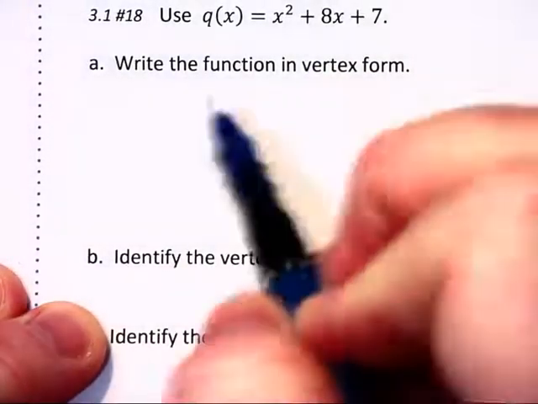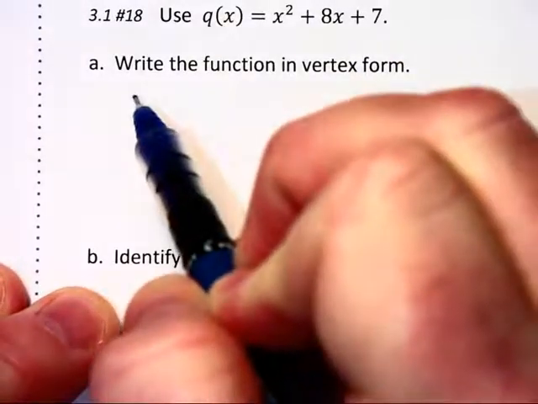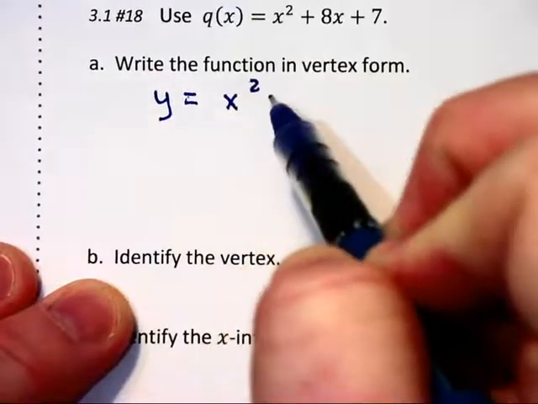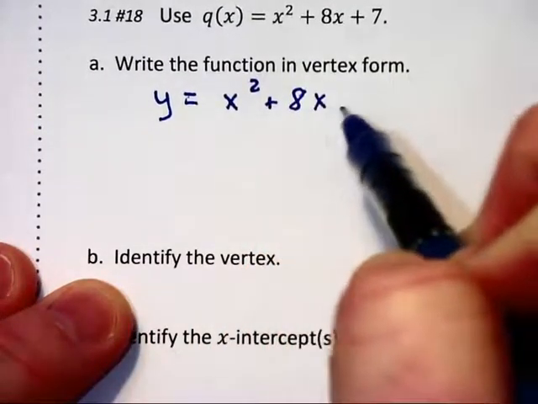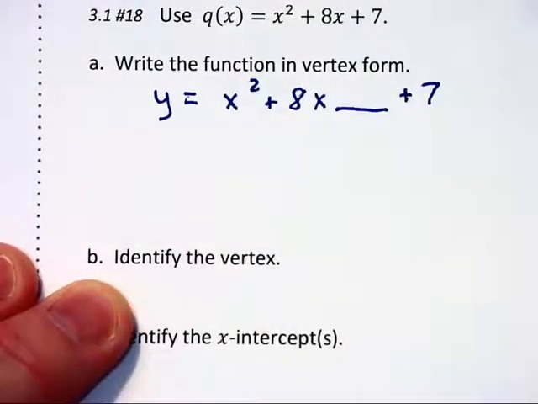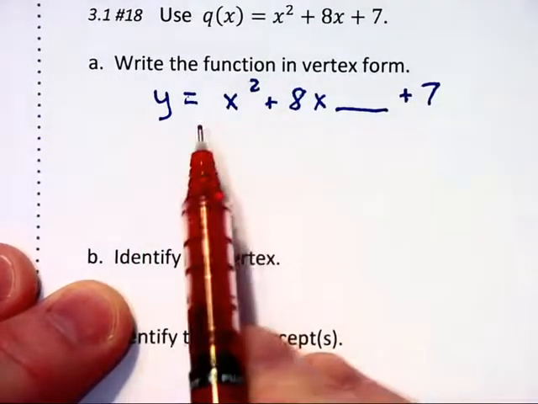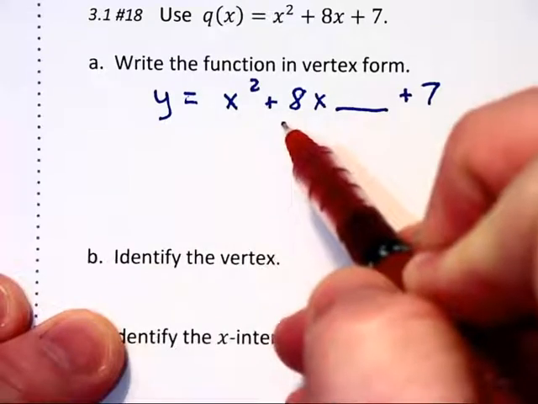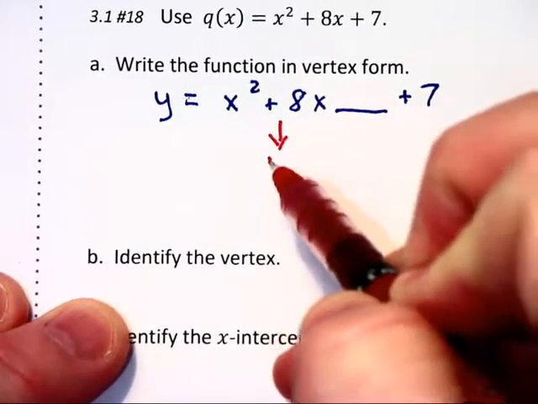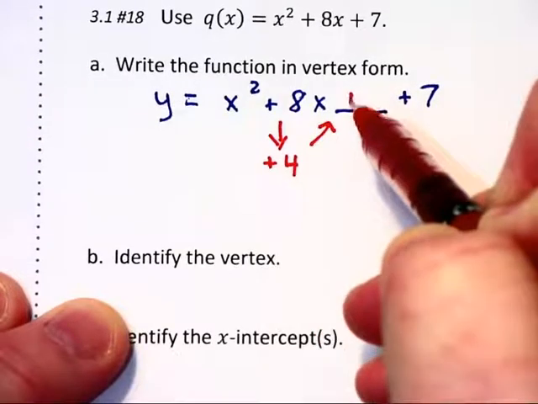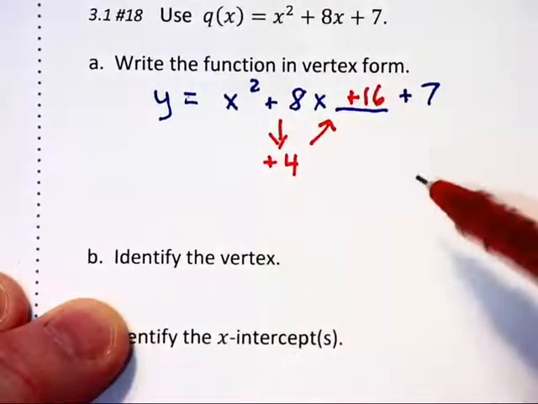I need to write this with a blank where the 7 is, so I'm going to rewrite this as y equals x squared plus 8x, leave a blank, and shift that 7 over to the right. Now there are no numbers in front of the x squared for us to factor out, so we move on to the next step, which has us cutting the 8 in half and writing it on the line below. We then square that value to 16 and add it into the blank.